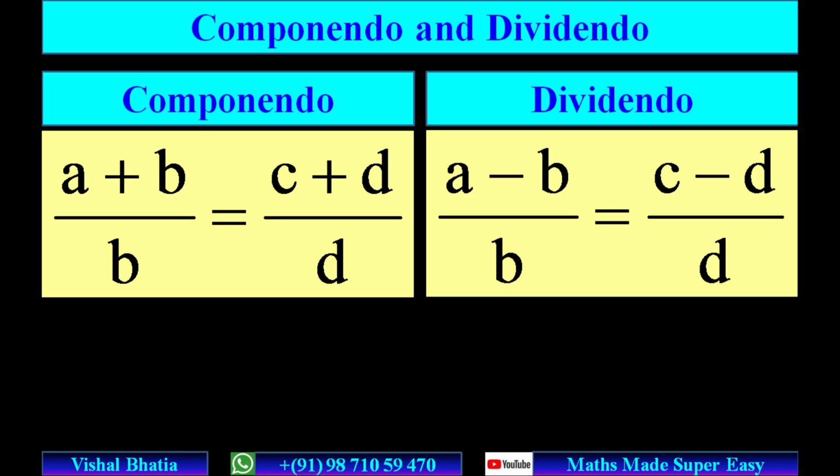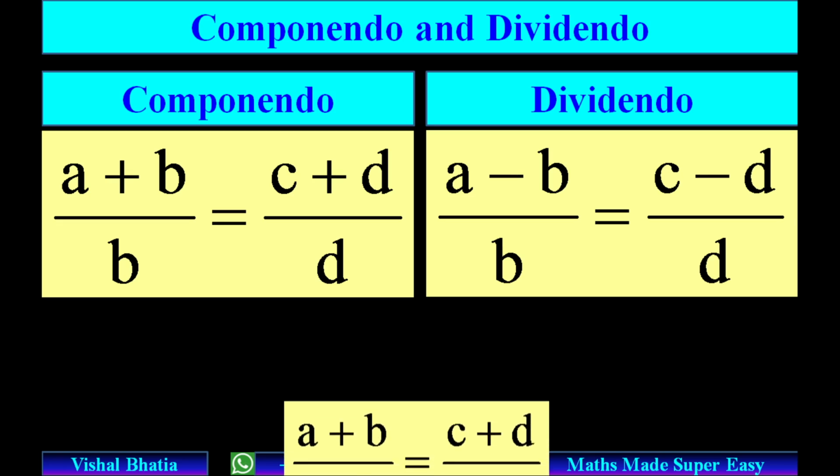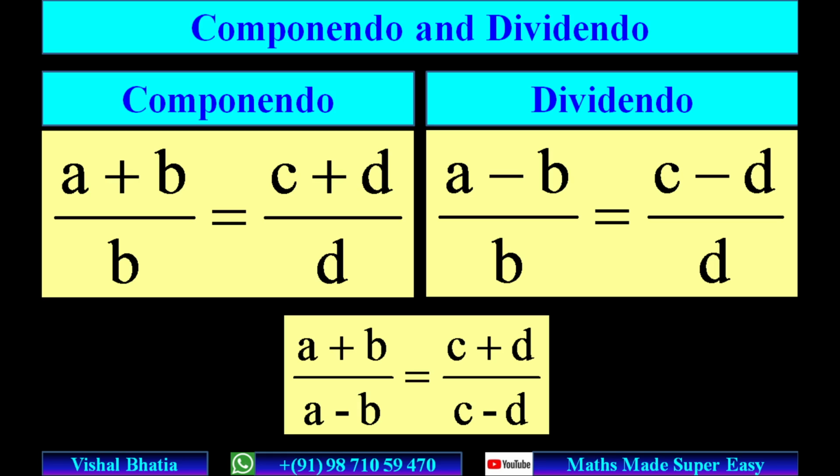Similarly, if you look at the right hand side of the equation under componendo and dividendo, the D will get cancelled off and we will be left with (C plus D) divided by (C minus D). And this is precisely what we get over here. I'll pause here for a while so that we can have a good look at the equation with componendo and dividendo being considered together.